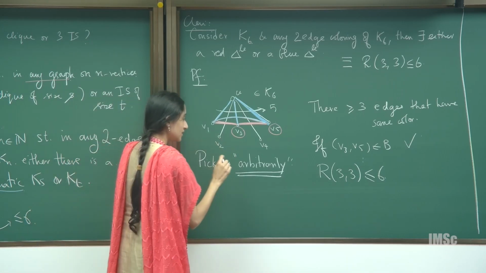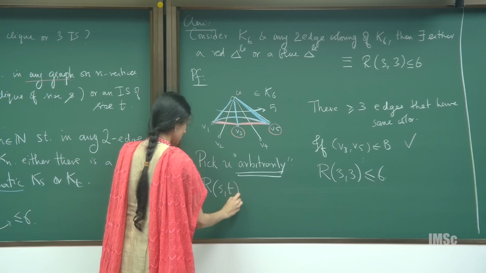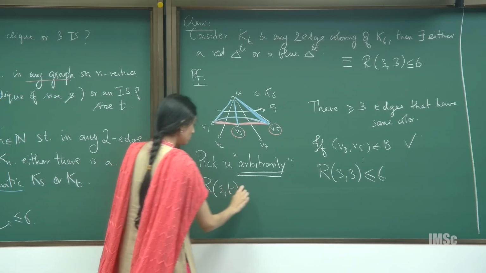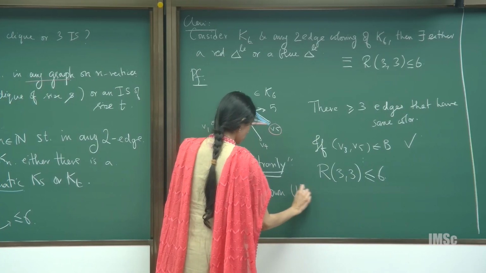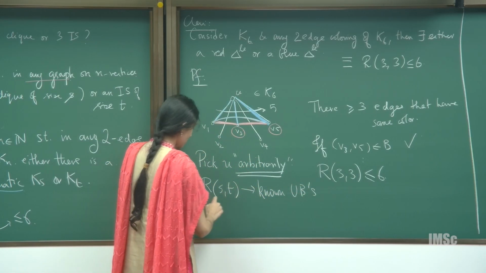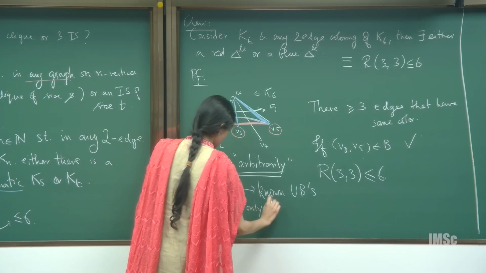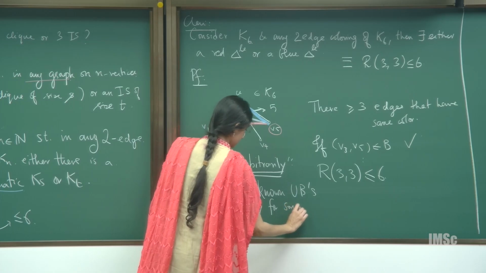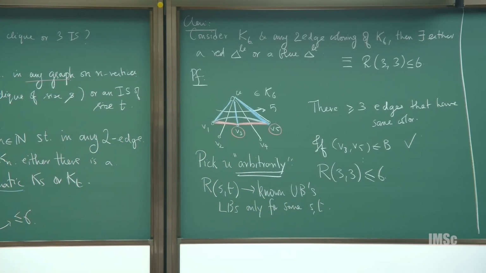So this has nothing to do with 3, 3. You can talk about R(S, T). Right? And there are some known upper and lower bounds. Upper bounds are known. This also uses some variation of the pigeonhole principle, and there are lower bounds only for some values of S, T. Like 3, 3 we exactly know. There are some values where we don't know the actual answer.